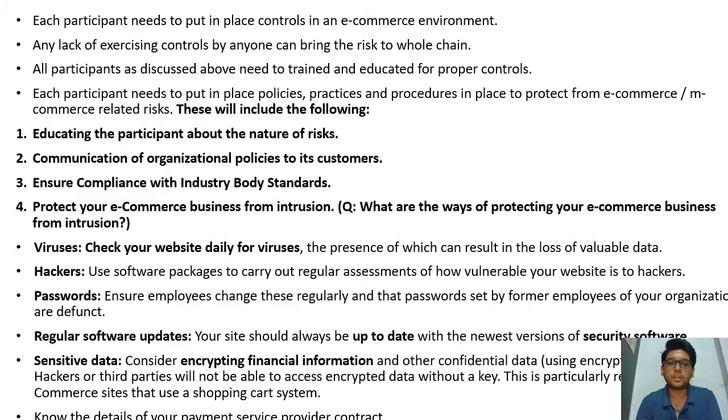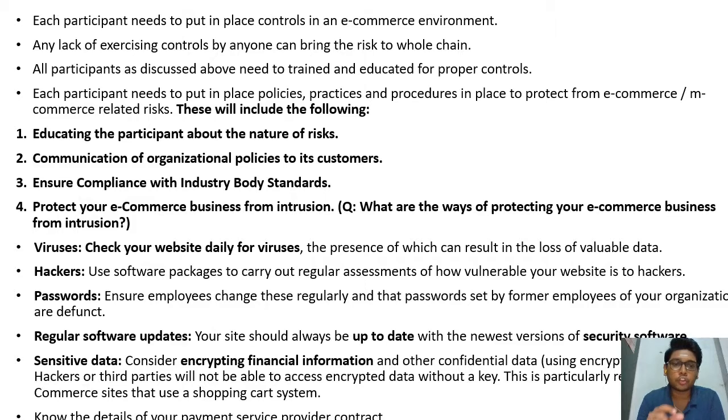Next, passwords. Ensure employees change these regularly and that passwords set by former employees of your organization are defunct. How should my passwords be? They should be strong and of a proper length. I should not have small passwords. I should not have a password which can be guessed easily. I should have a hashtag. I should have everything which is unique, which cannot be guessed easily.